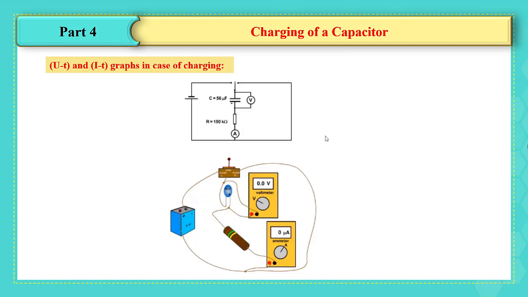We are going now to see the graph showing the variation of the potential difference or the voltage across the capacitor as a function of time, and the other one, which is the graph showing the variation of the current inside the circuit as a function of time. I'm going to start the charging process, and you are going to see the variation of the potential difference or the voltage and the current.